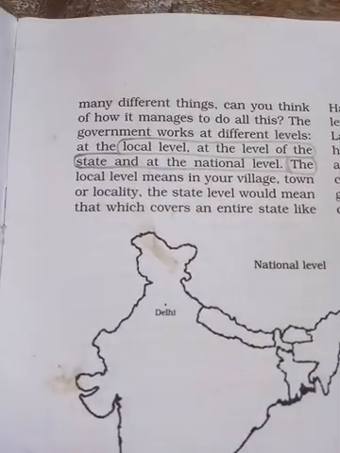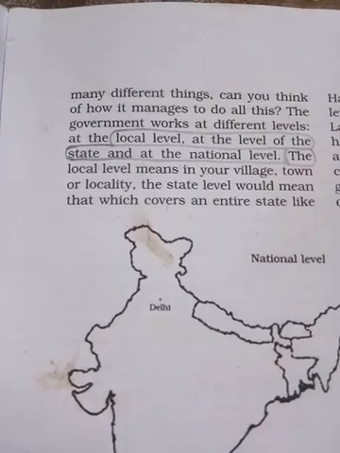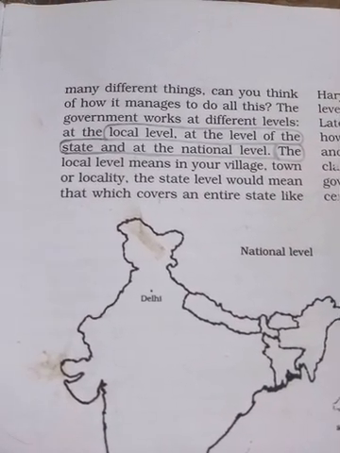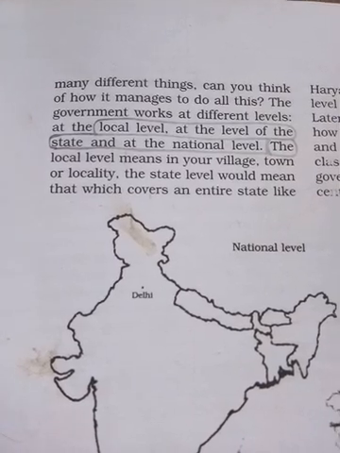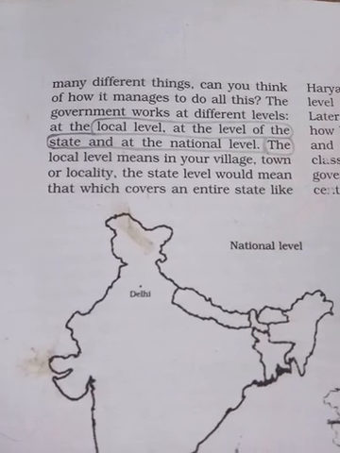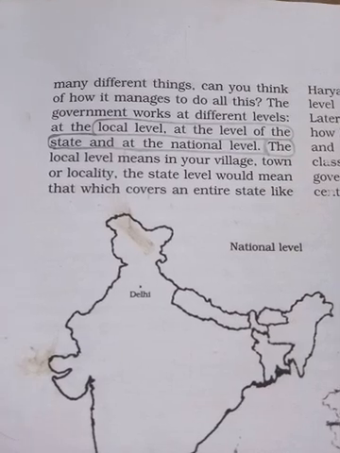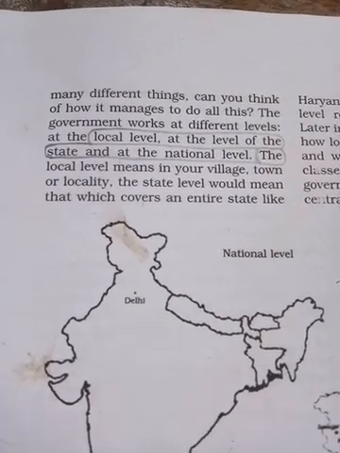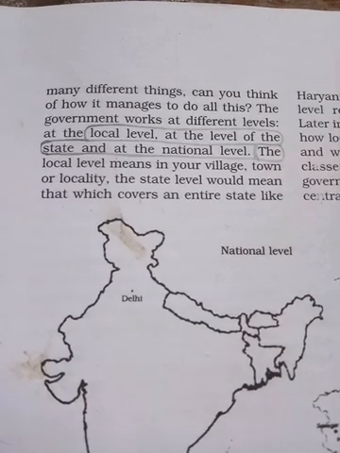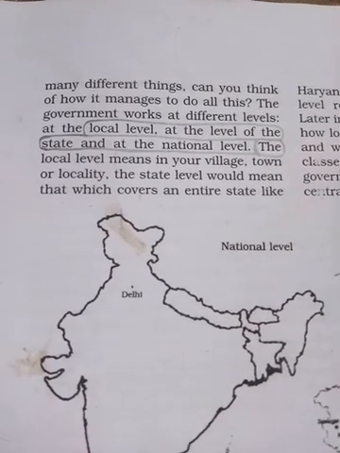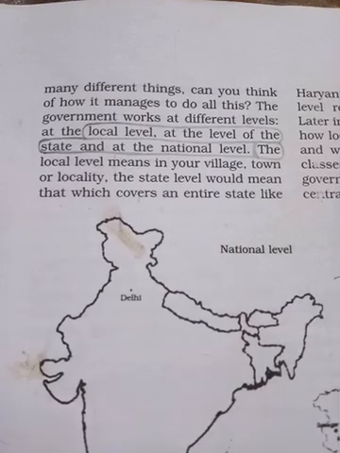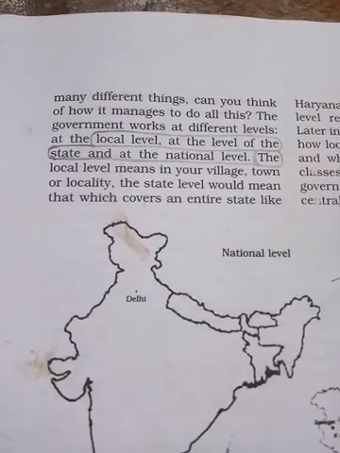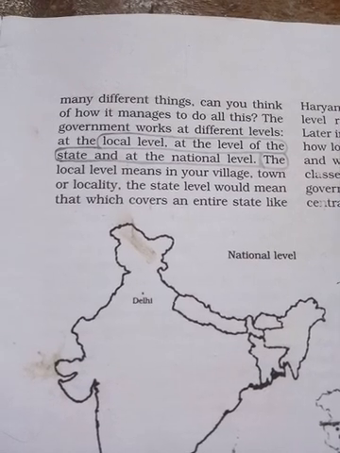That means they are forming different levels. Let us see what the levels are. The first one is the local level, the second one is the state level, and the third one is the national level. Local level means village level, at the village. State level means within the states, and national level is the central level.